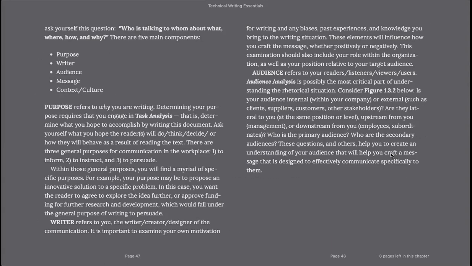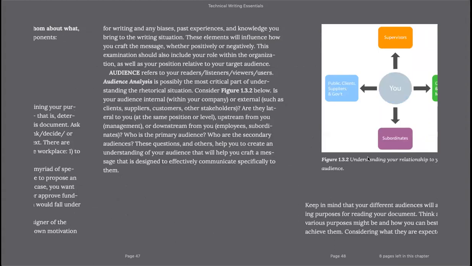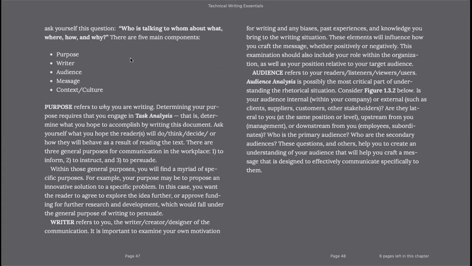So we talked about the purpose, writer, audience, message, and context and culture. So you're clear about that and we talked about it. Now we're going to have some, and I'm going to review.